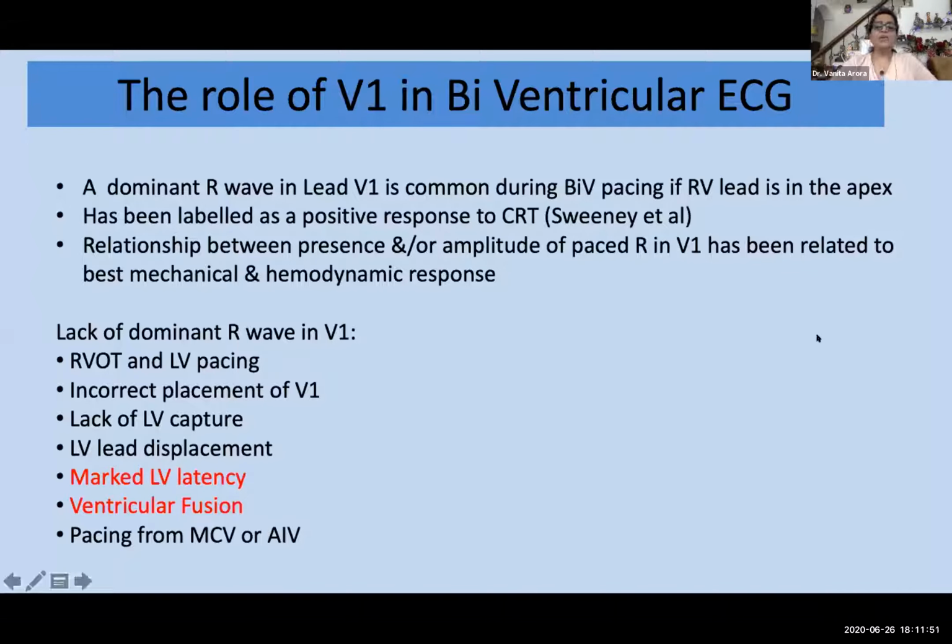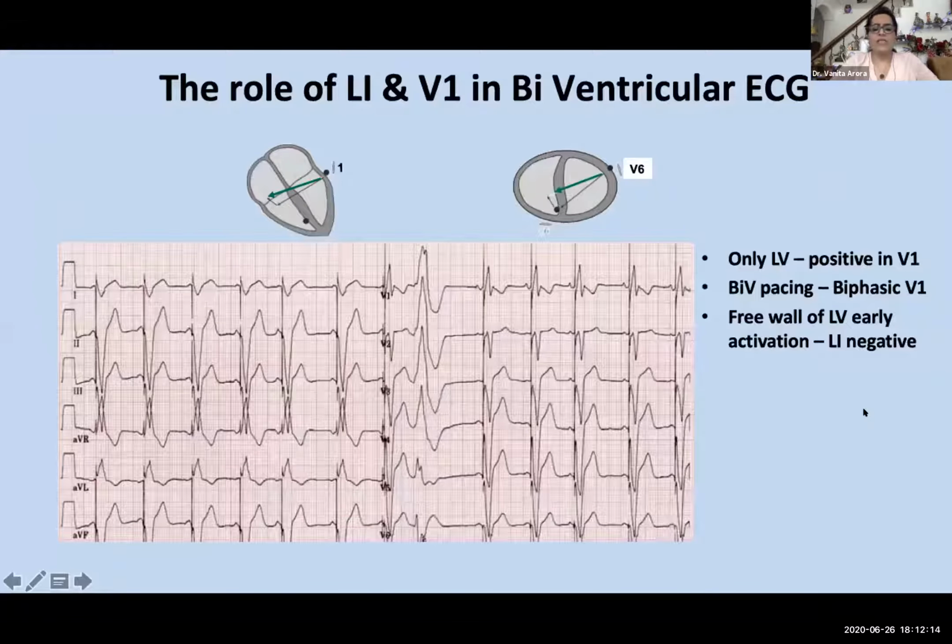In case there is no dominance of R wave in V1, we have to look at various parameters: whether there is an incorrect placement of V1, whether there is lack of capture of the LV lead, whether there is a displacement of the LV lead, whether there is marked LV latency, there is a ventricular fusion, or the pacing is from the middle cardiac or the anterior vein. We'll just discuss it in detail.